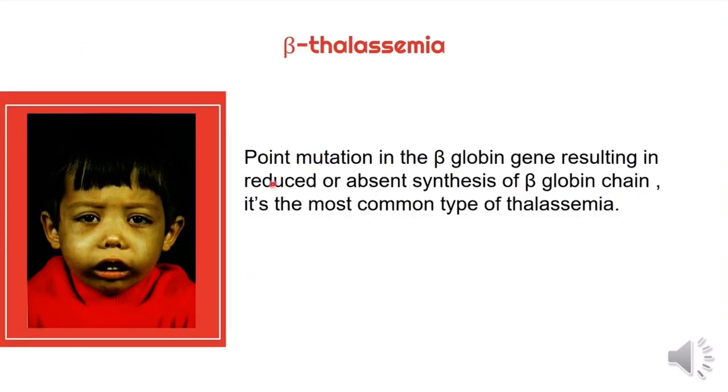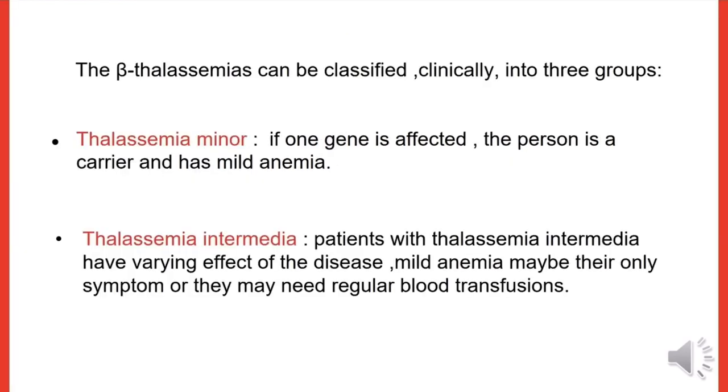Now the beta-thalassemia. Beta-thalassemia results from point mutation in the beta-globin gene, resulting in a reduced or absent synthesis of the beta-globin chain, and it's the most common type of thalassemia. Now, there are different types of beta-thalassemia depending on the severity of the mutation. So clinically, it can be classified into 3 groups. Either thalassemia minor, if one gene is affected, the person is a carrier and has mild anemia.